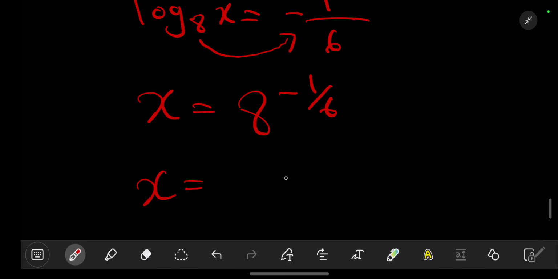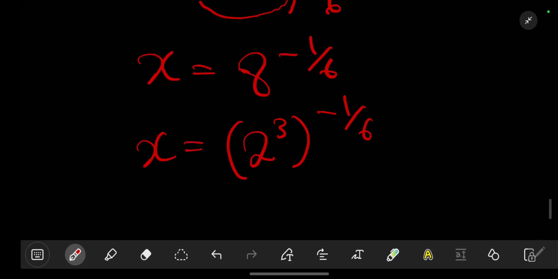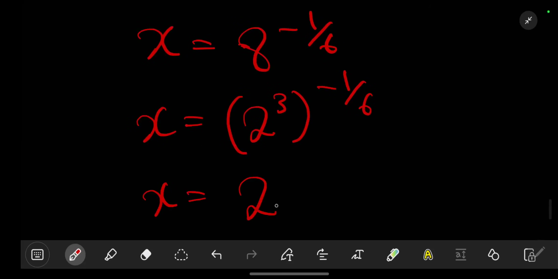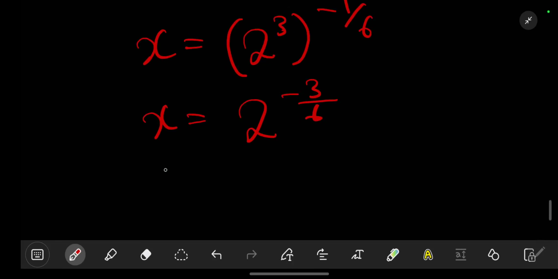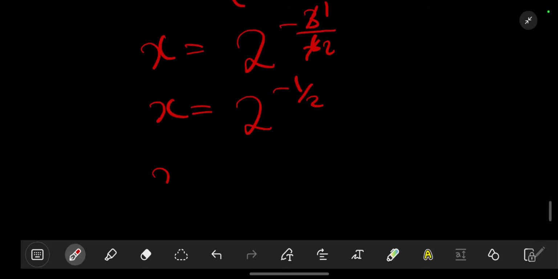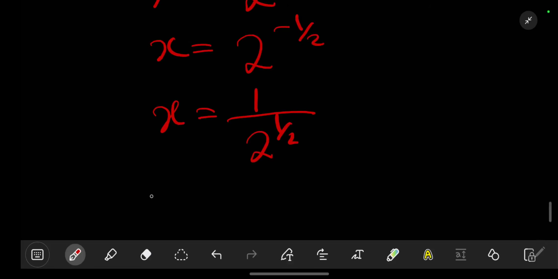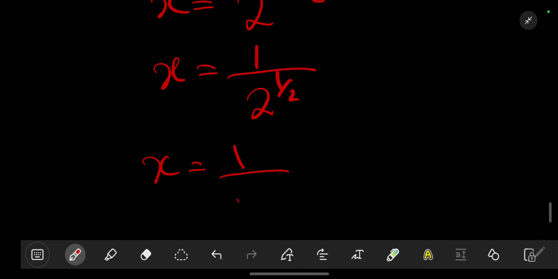So x is equal to, in terms of 2, 8 is the same as 2 to the power of 3, to the power -1/6 like that. So x is equal to 2 to the power of -3/6, which will give us x is equal to 2 to the power negative, this and this cancel, so we are going to have 2 there, 1 like that. So x is the same as 1 over 2 to the power of 1/2, which will give us x is equal to 1 over the square root of 2 like that. So this is our answer for that problem.